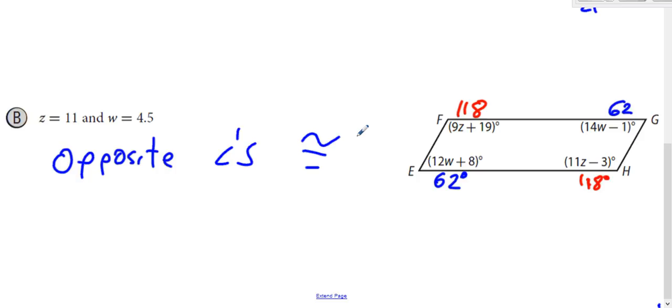We could also have shown that consecutive angles were supplementary. It would have just been a separate, different statement. 118 plus 62 is 180. So that would have worked out too.